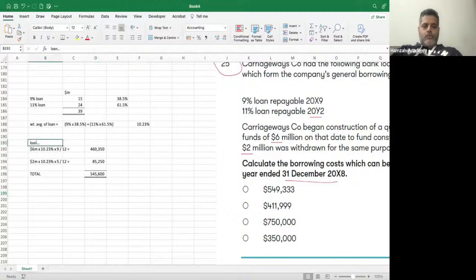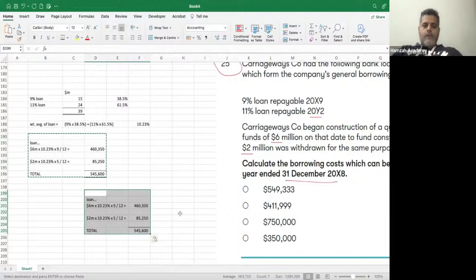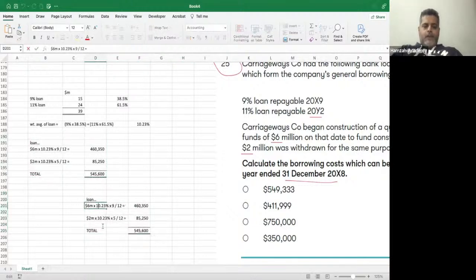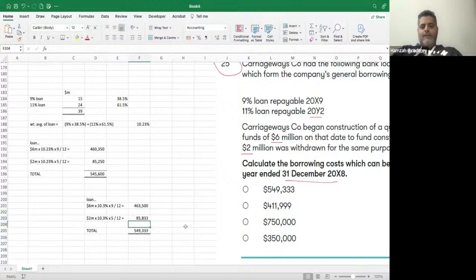I am going to copy this whole thing just for the sake to show you how you are going to get the answer. What happens if you try to explore the answer now, this is 10.23. I'm going to write it as 10.3. Then this is 10.3, not 23. So I am going to have it as 103, then 103. Bingo, you got the answer 549.